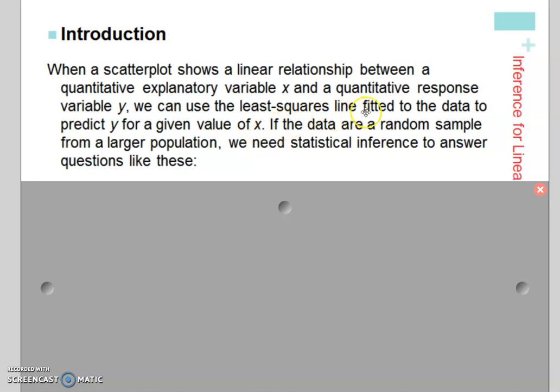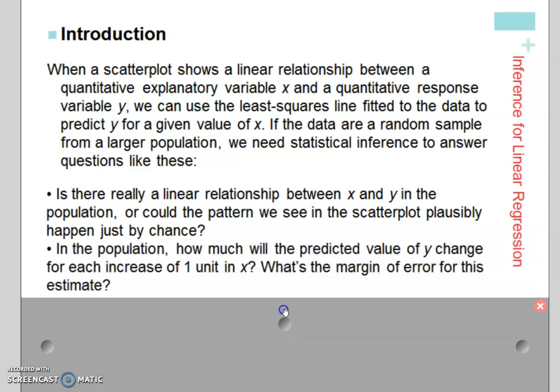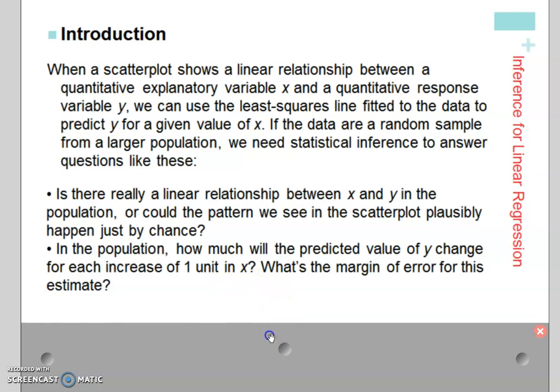Now, if the data are a random sample from a larger population, then we could use statistical inference to answer questions like these. Is there really a linear relationship between x and y in the population, or could this pattern we see in the scatter plot just happen by chance because our random sample got things that kind of looked linear even though they're not? Or we could answer a question like, in the population, how much will the predicted value of y change for each increase of 1 unit in x? And what's the margin of error for this estimate?